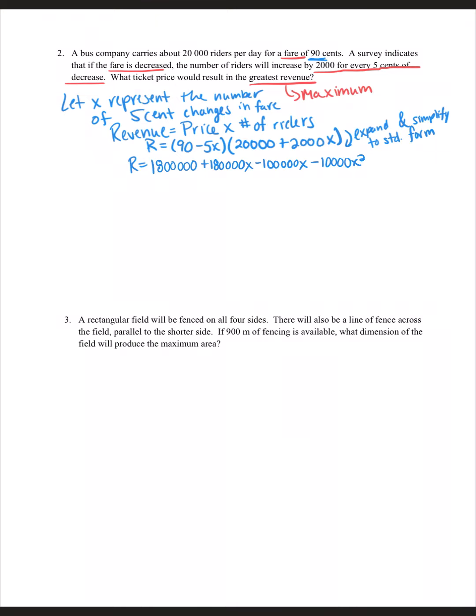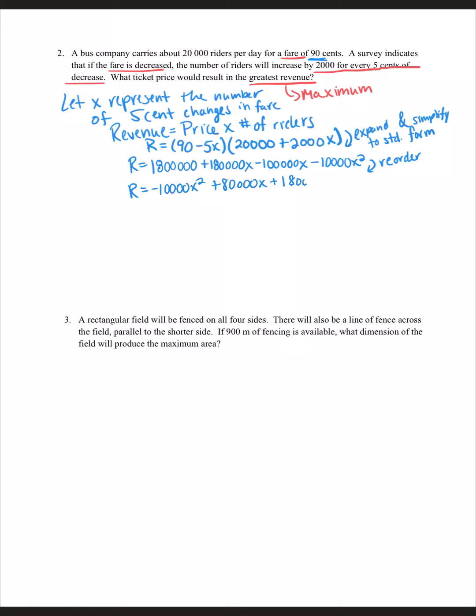Okay, so we're just going to reorder this so that we have it in the standard form that we're used to seeing it in. So we'll write negative 10,000 x squared, and then we have 180,000x minus 100,000x, which will be just 80,000x, and then plus 1,800,000. Okay, so now that we're here, we're trying to figure out the maximum.